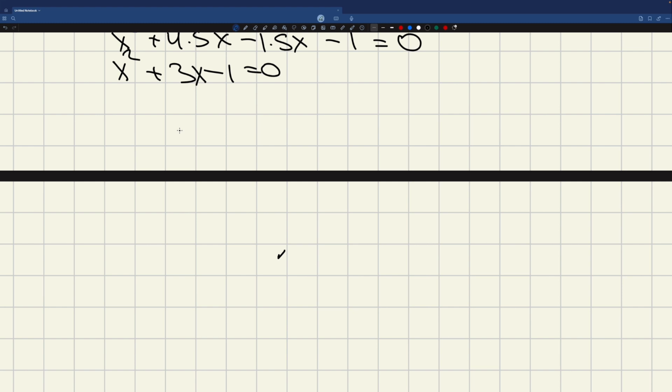Now let's try to factorize it first. I will do a video on factorization and how to factorize slightly later. And yeah, I don't see how you can factorize this nicely. So let's just use the quadratic formula.